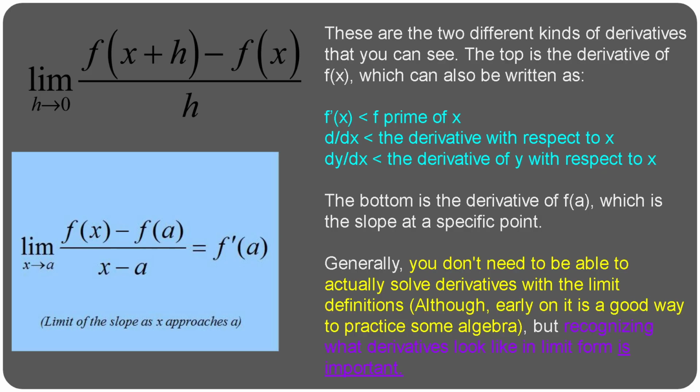And then dy over dx is a little different. It means the derivative of a function y with respect to x. We'll go over a little bit more when we go over implicit differentiation, but this is really important. The bottom right here is just the derivative of a point, so f prime of a.